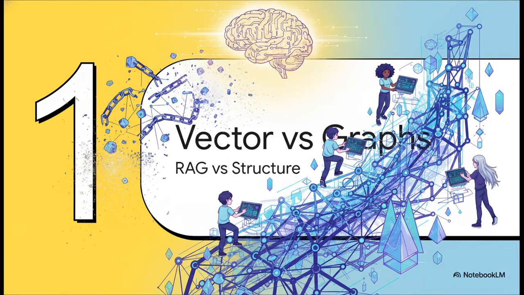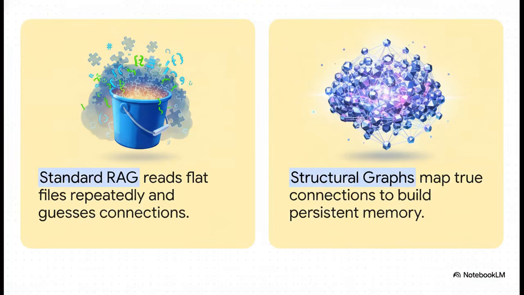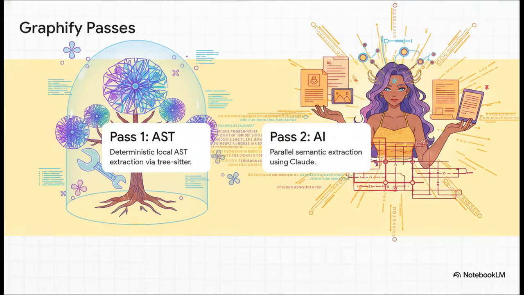All right, section 1, vector versus graphs, RAG versus structure. Let's talk about why the old way is broken. Standard vector RAG basically treats your beautiful codebase like a giant, messy bucket of words. It's just guessing connections based on semantic similarity, which means it completely misses the actual structural topology, how your code literally interacts. But structural graph intelligence, that's a total game changer. It uses deterministic extraction to map out the true functional relationships within your code, building a memory layer that actually persists.